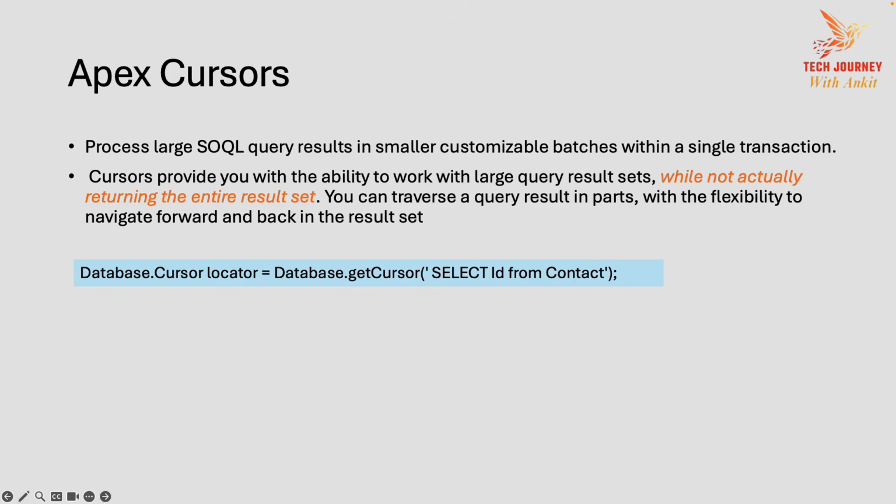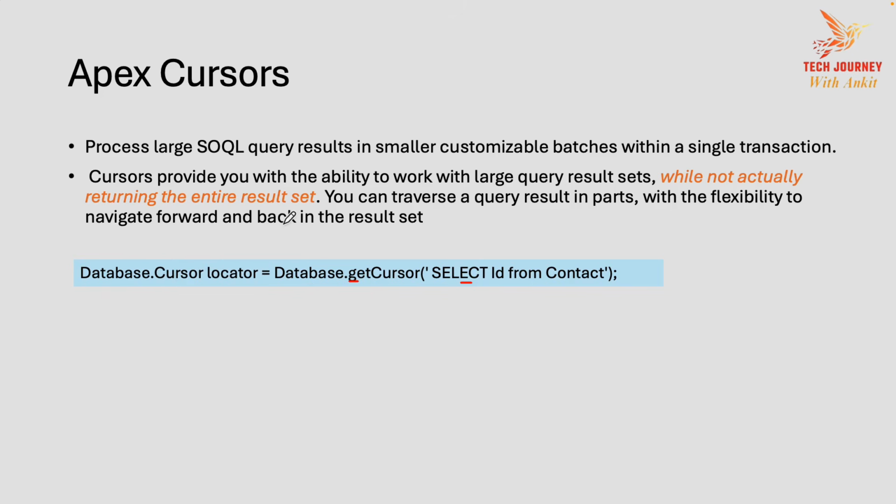Now coming to the syntax part, how you can put the syntax for the Apex cursor. To do this, you have to use the getCursor method, and after that you will be writing your SOQL query based on which you want to fetch the data. So here, whatever data you are fetching will be stored in the Database.Cursor variable.